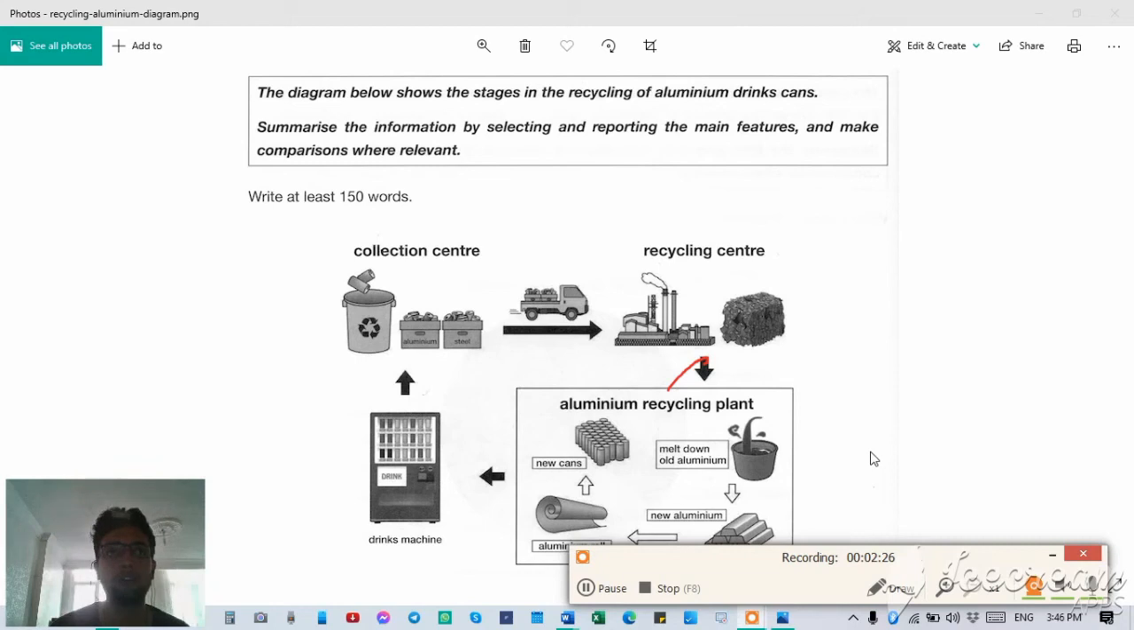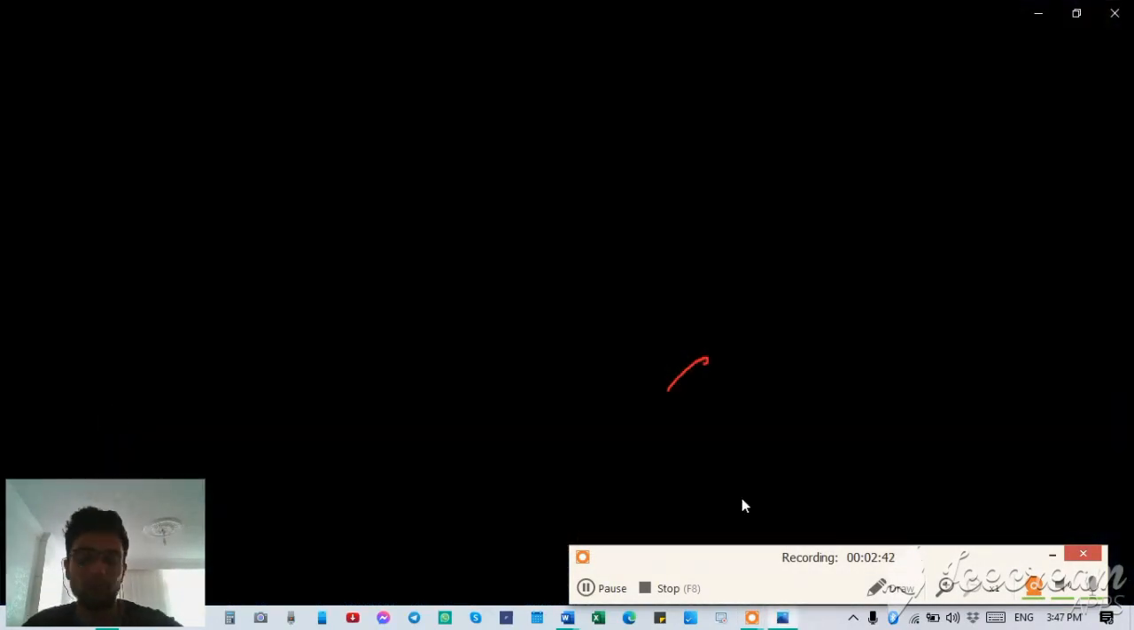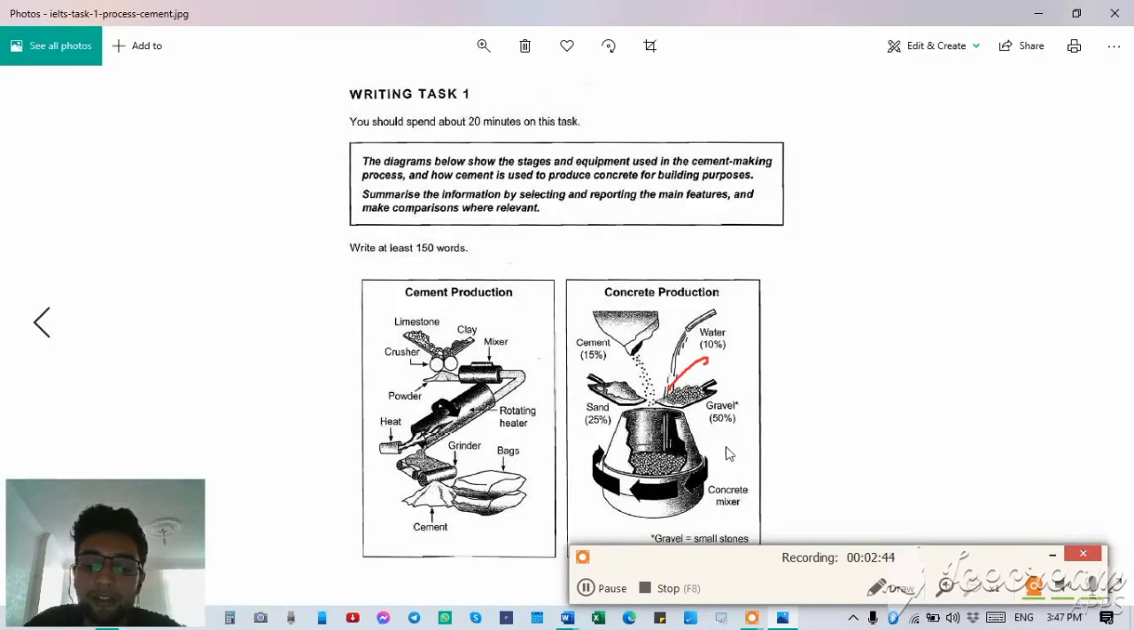You can write all your ideas in only one paragraph. It's okay, but if it's too long, make sure that it's clear and write it in two paragraphs, and use linking words as much as you can. So here we have another example. I want to show you how you can divide it into paragraphs.